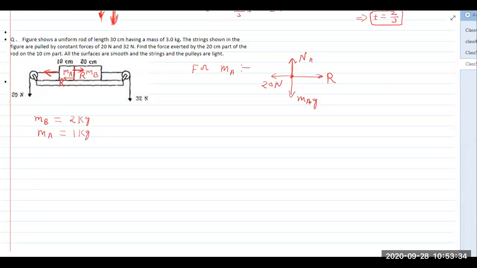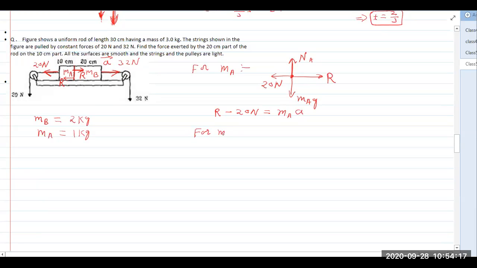In the vertical direction the forces are balanced, so no need to write vertical forces. The whole system will move in the rightward direction, because the rightward force, the 32 Newton, is more than the 20 Newton force. So for A we can write R minus 20 Newton equals MA into A, where A is the acceleration of the whole system. We have not written any friction because the surfaces are smooth.